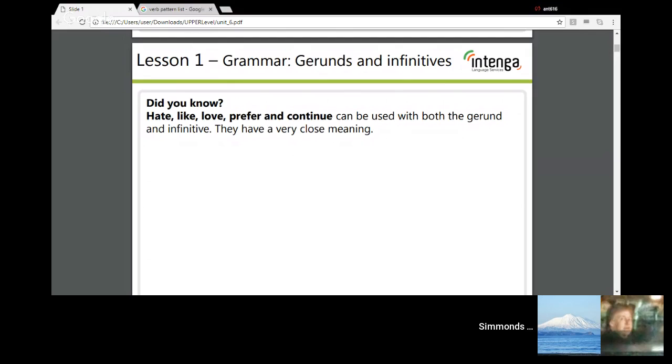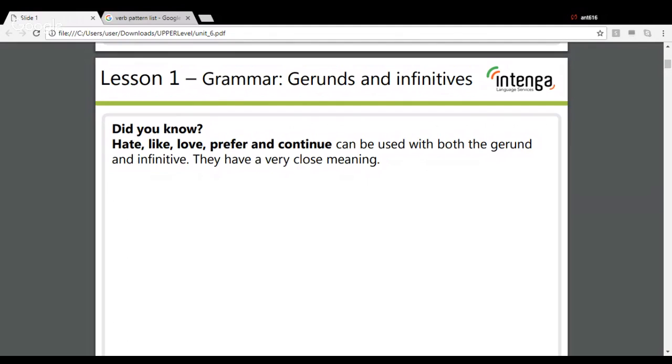No, thank you. Perfect. So if we look at this slide now, it says, did you know? Hate, like, love, prefer, and continue can be used with both the gerund and infinitive. They have a very close meaning. With some of these verbs, if you use them in the gerund or the infinitive, they have different meanings. And so you do have to be careful with some.